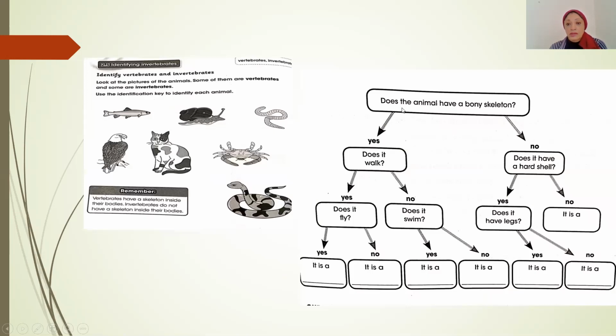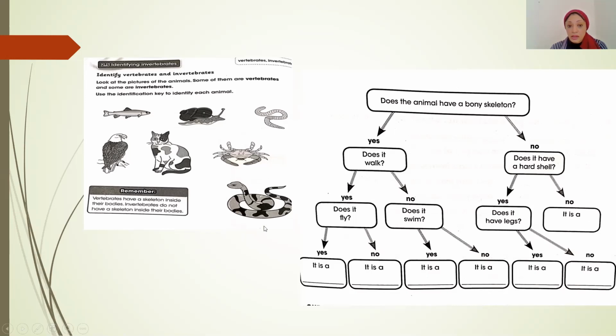Does the animal have a bony skeleton? In other words, is the animal with a skeleton or without any skeleton? Is the animal a vertebrate or an invertebrate? If the answer is yes, bony skeleton, you have to choose between the eagle, fish, cat, and snake.